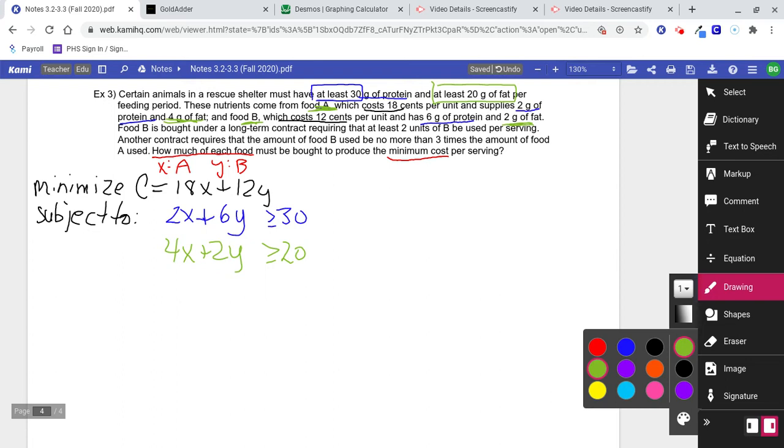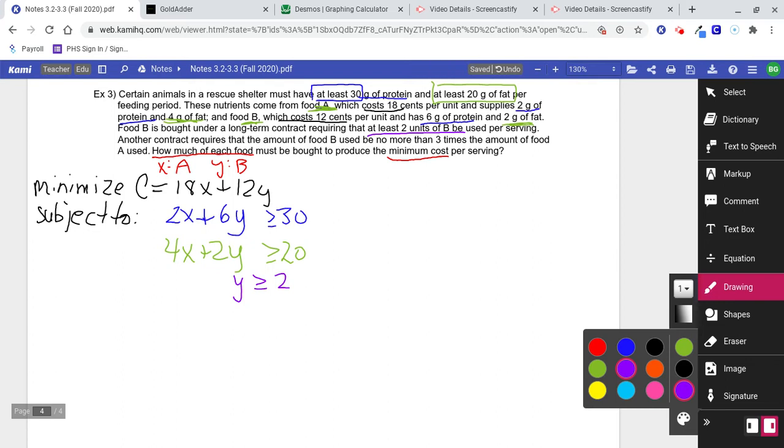All right, food B is bought under a long-term contract requiring that at least 2 units of B are used. So they're saying Y has to be greater than or equal to 2, at least 2 units of B.